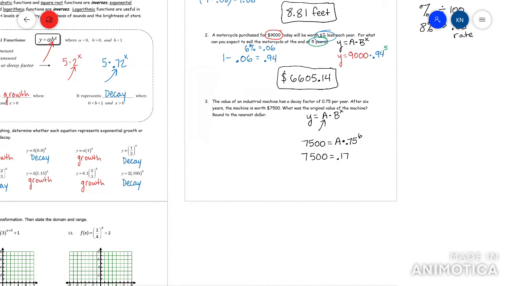And so 0.75 to the power of 6, you get 7,500 equals 0.178-ish times a. So to solve this, you just divide by 0.178. That's actually rounded. I'm doing it without the rounding on my calculator. So the value I get is 42,139.92. So that's how you would do that one. It's kind of a backwards one.